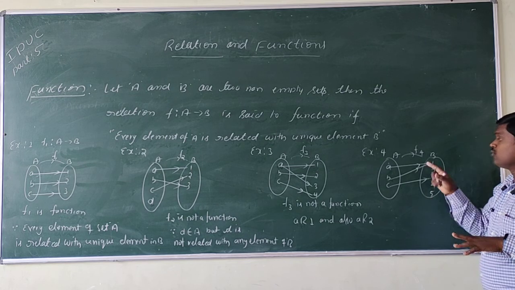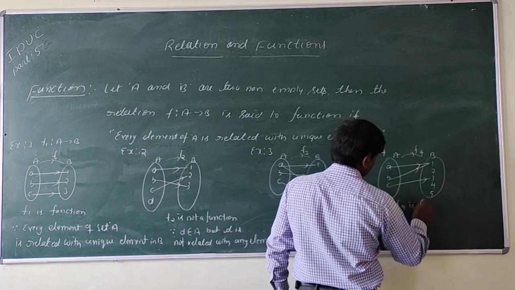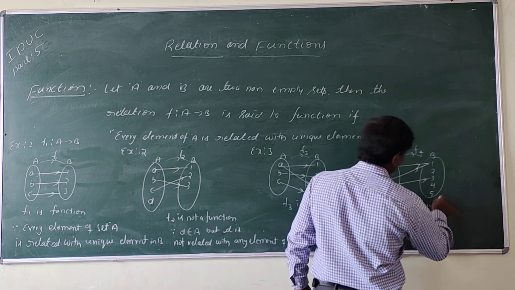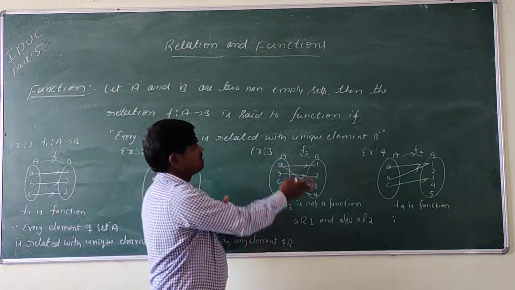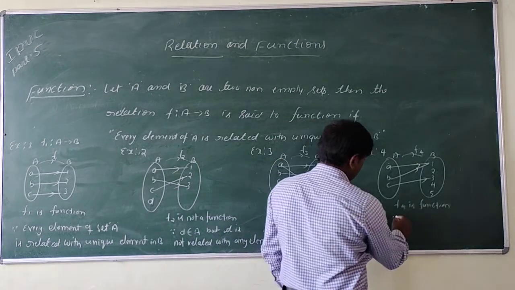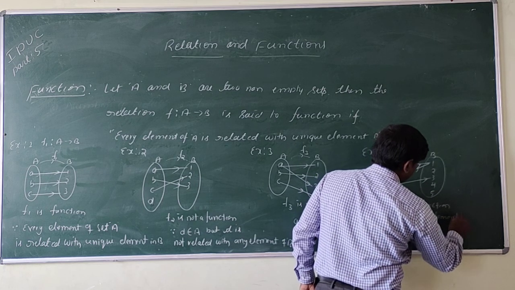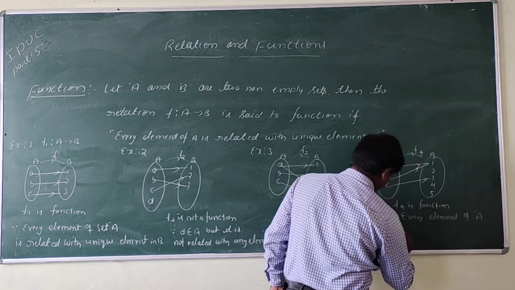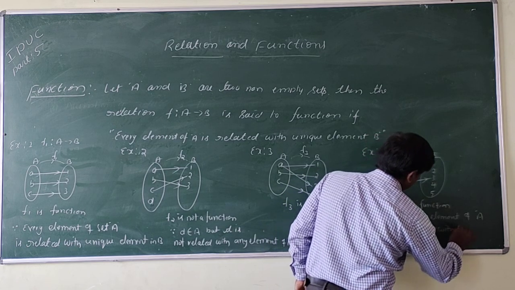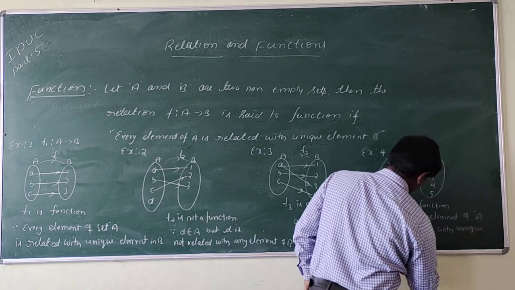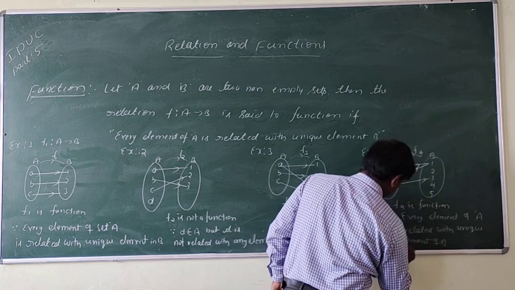That means F4 is a function. Okay, so F4 is a function. Why? Because of the definition: every element of A is related with a unique element of B. Okay, unique element of B.